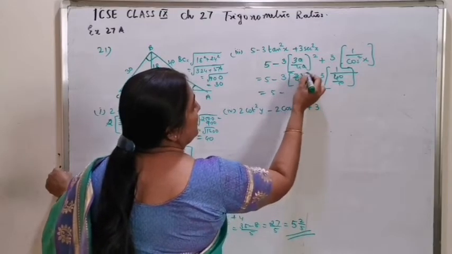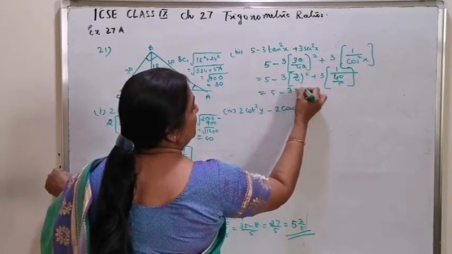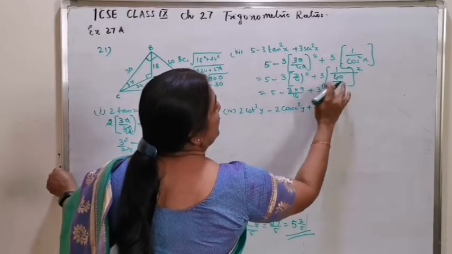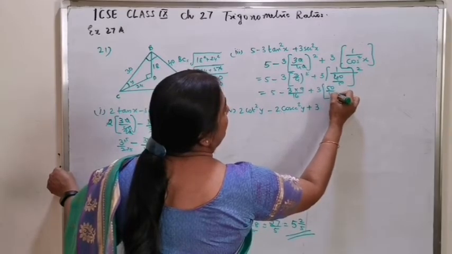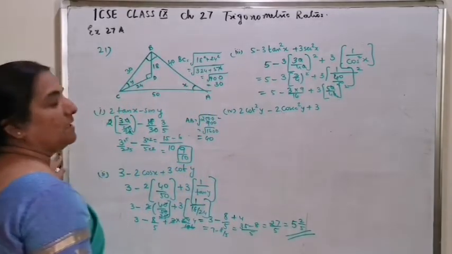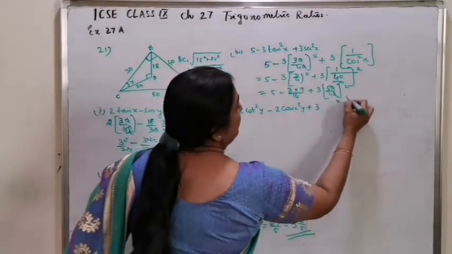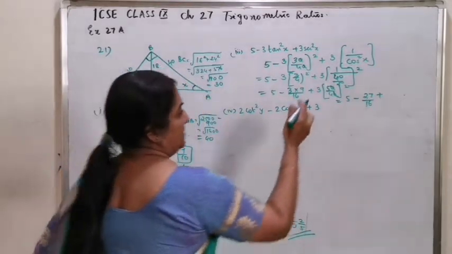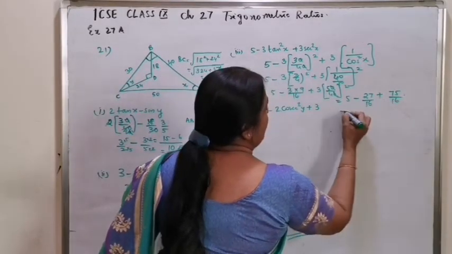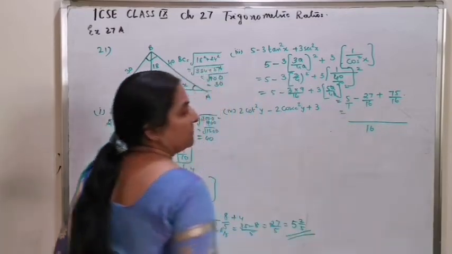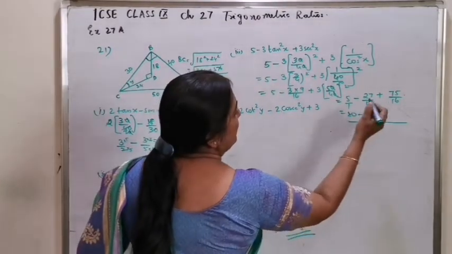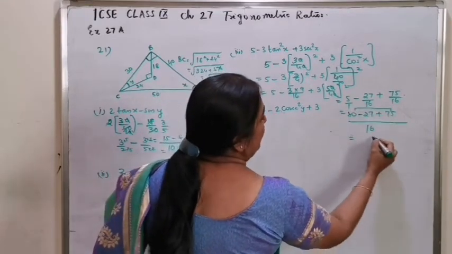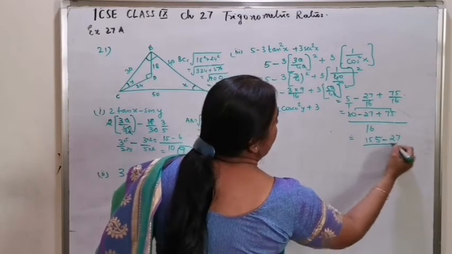5 minus 3 into 3 square is 9 by 16, plus 3 into 50 by 40 the whole square, or 5 by 4 the whole square. 5 minus 27 by 16 plus 25 by 16. So 3 into 25, 75 by 16. LCM is 16. 16 into 5, 80 minus 27 plus 75 by 16. 80 plus 75 is 155.